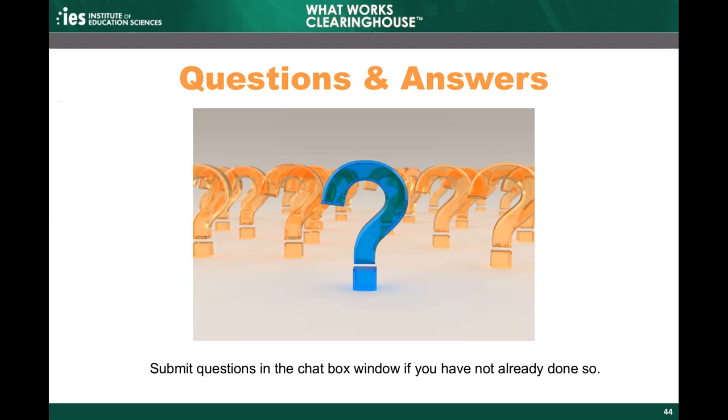The next question is focused on large-scale secondary data. It says, if I use a large-scale secondary data set, do I have to deal with missing data?